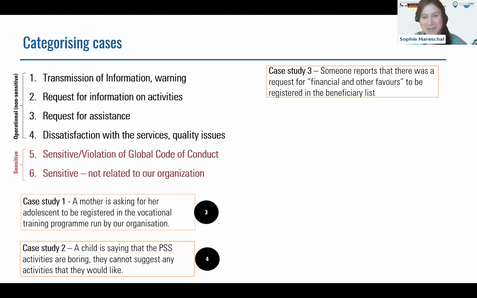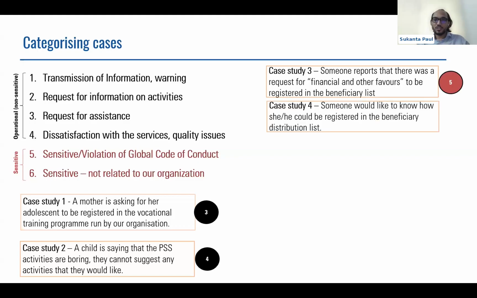Yeah, many people are. So another case is someone reports that there was a request for financial and other favors to be registered in the list of beneficiaries. For this, which category does it fall under? I can see some responses in the chat. There is a consensus about 5. Yes, I think you're right. As it says financial fraud, right?